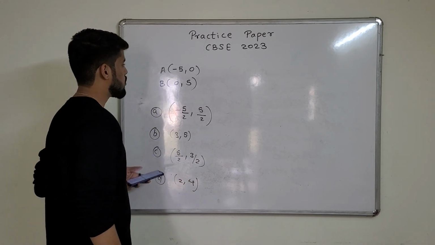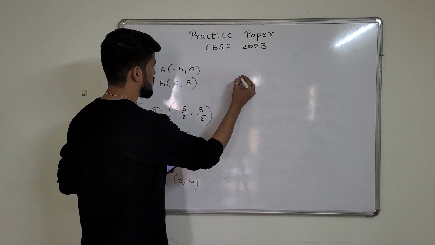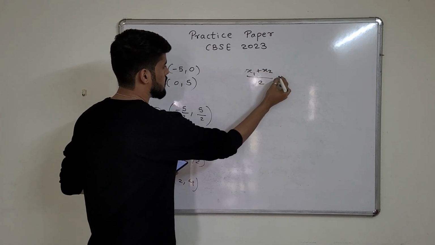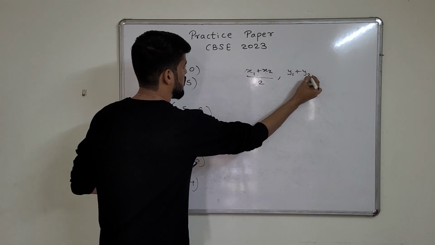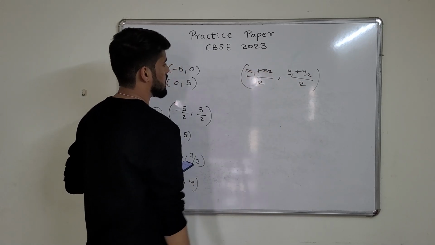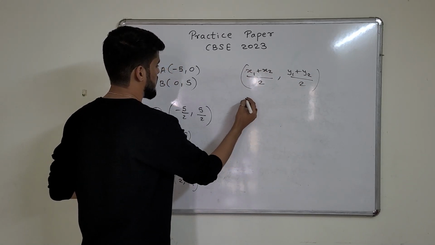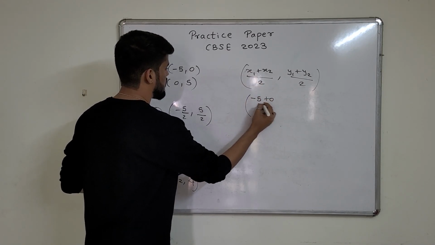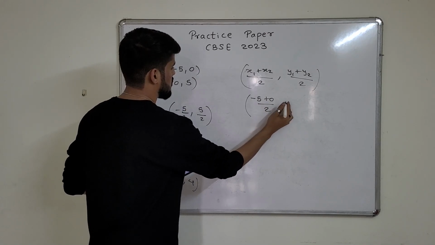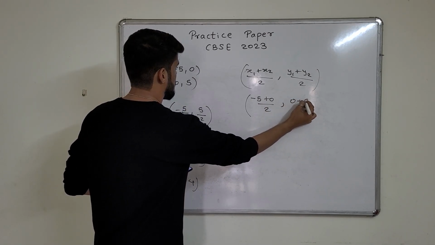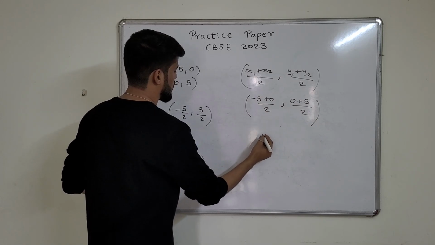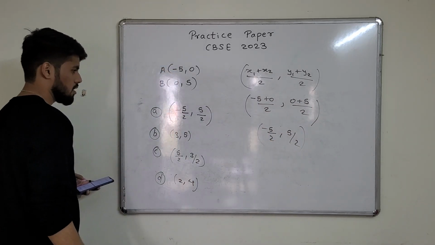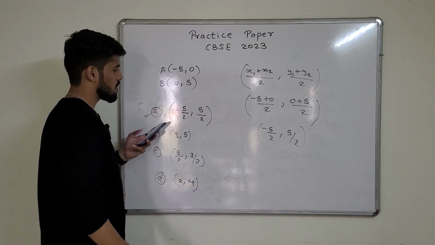और हमारे पास ये 2 points हैं. By using the midpoint formula, we know that, what is the midpoint formula? x1 plus x2 whole divided by 2, y1 plus y2 whole divided by 2. ये होता है हमारा midpoint formula. So just substitute the values of x1 and x2. क्या होगा यहाँ पे, -5 plus 0 divided by 2 and 0 plus 5 divided by 2. So that comes out to be -5 by 2 comma 5 by 2. So option A. So this is your answer.